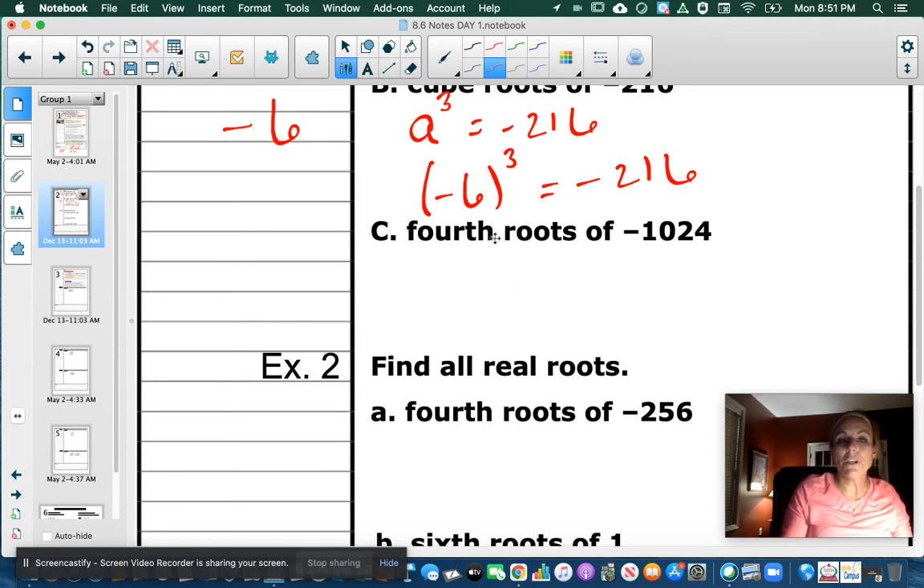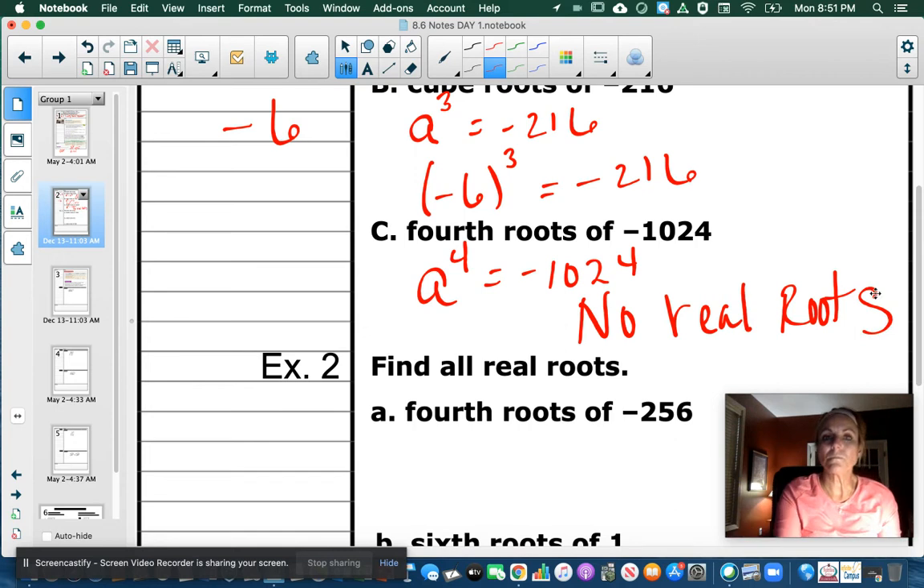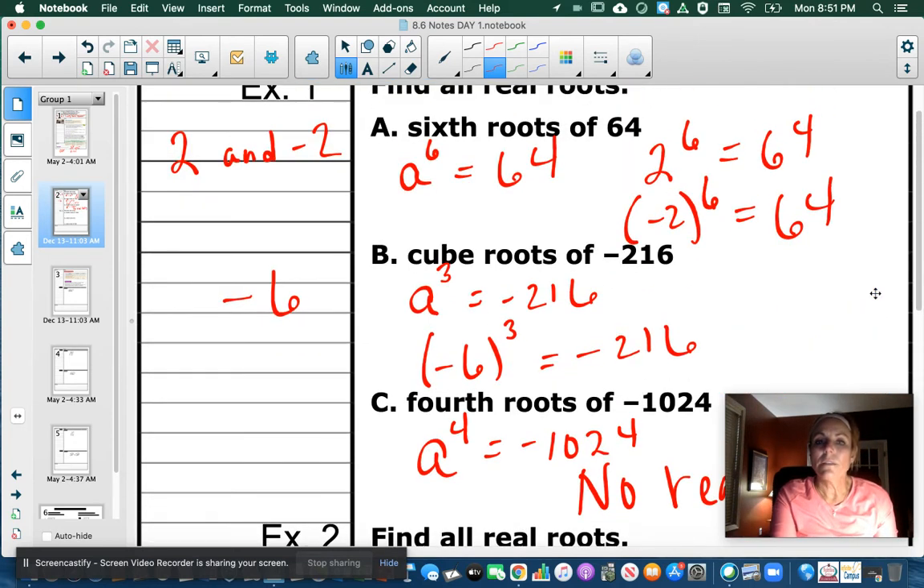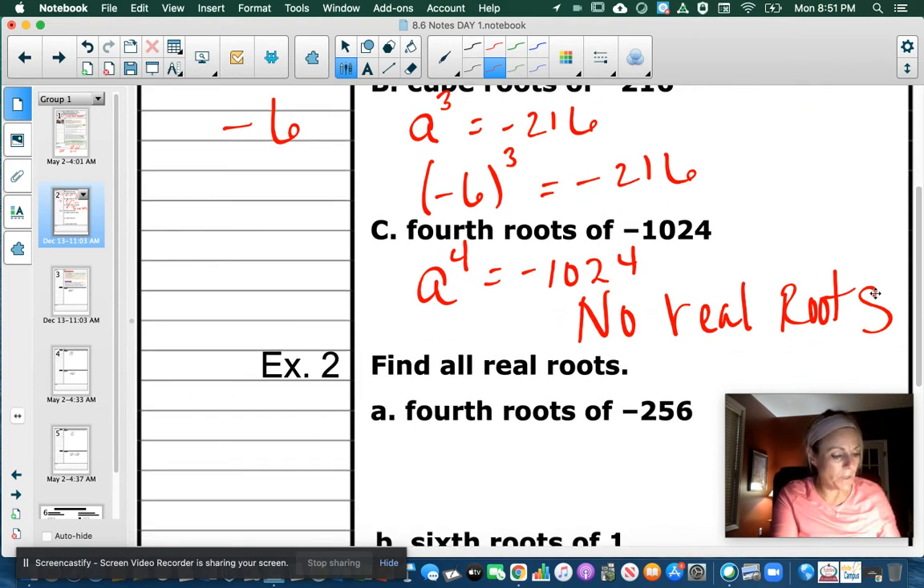The 4th root of -1024. Well, even index, negative radicand, basically is asking what number to the 4th power is -1024. That can never happen. Any number raised to the fourth power will end up being a positive, and they're saying we're having a negative, so that's no real roots. Let's see, I don't think there's anything else there. Example 2, we're going to do in class.